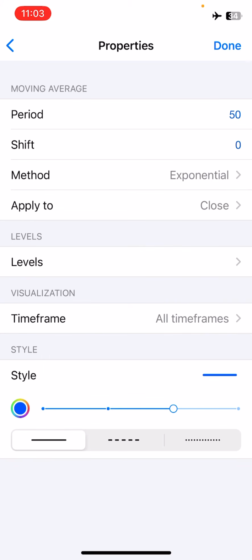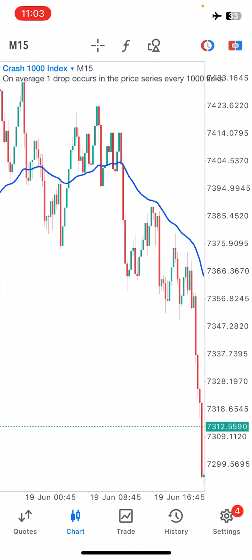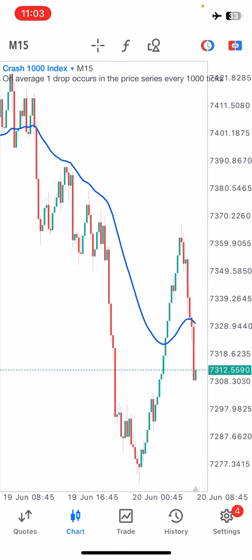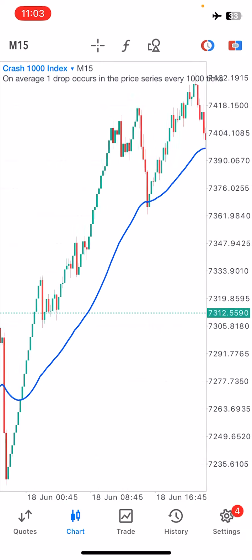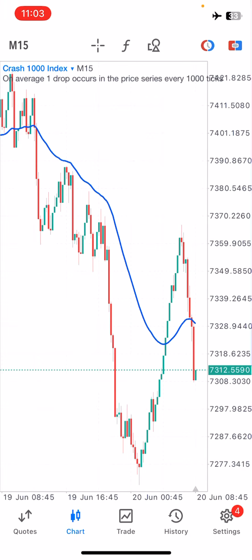And then on visualization, the time frame is all time frames. We want this indicator to appear on all of our time frames. And then the style, I chose the color blue. Please try and stick to the colors that I'm using within this video so that you won't get lost, because I'll be referring to these colors during the video. Okay, and then if we click done, we have a blue line running across our charts, and we do, which means we have successfully installed the first indicator.